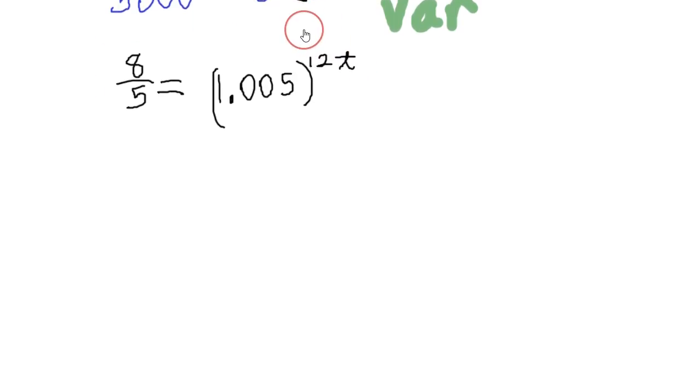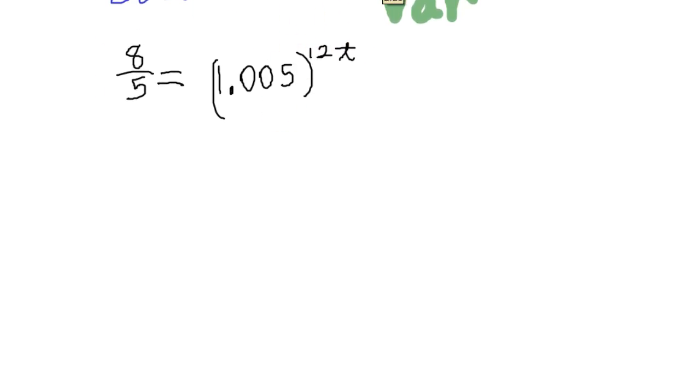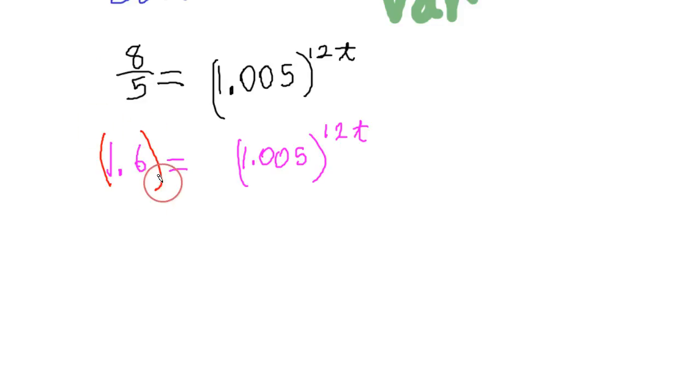Okay, so now sliding up here, 8 over 5 is going to be 1, and then there's 3 left over. 3 over 5 is 0.6, so I have 1.6 equals 1.005 to the 12t. Now at this point, this is the step where you put parentheses around this side, because we're going to log both sides.